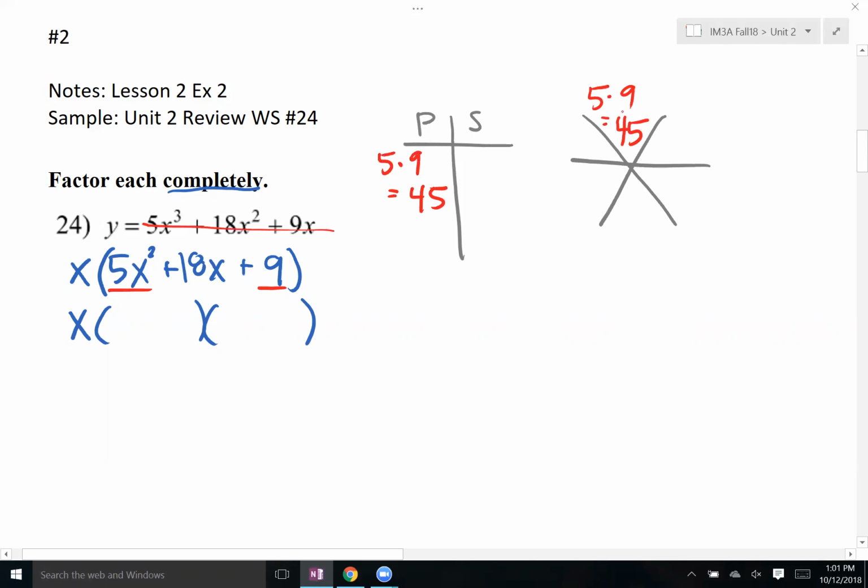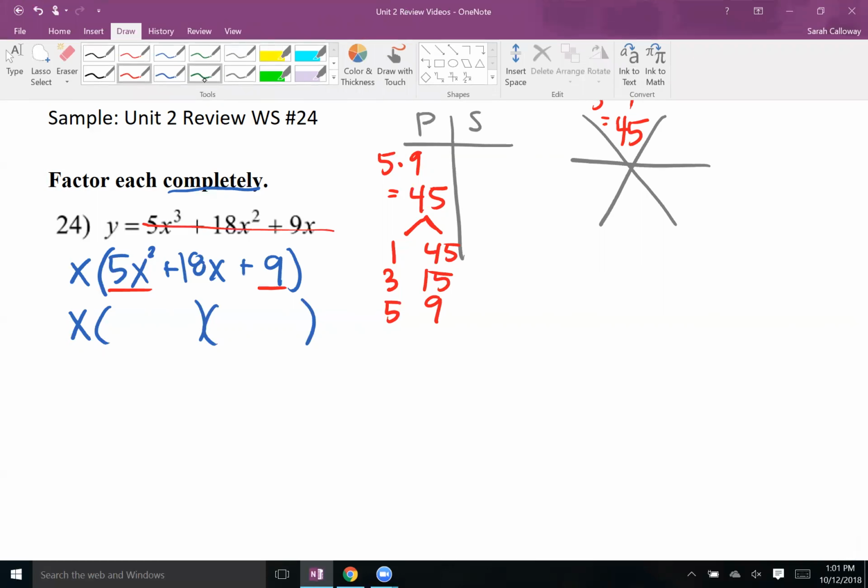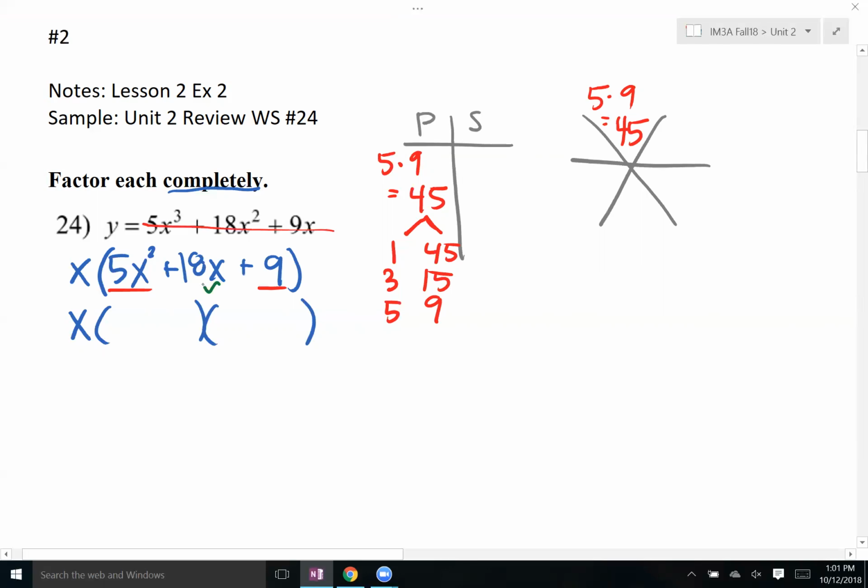So I'm looking for numbers that are factors of 45. If I think about that list, that's 1 and 45. 2 doesn't go into 45. 3 goes in 15 times, and then the 5 times 9 that we used is the other set of factors. I want those two numbers to add to B, which is 18. So I'm identifying which two of these add to 18. 1 plus 45 is 46, so that doesn't work. 3 plus 15 is 18.